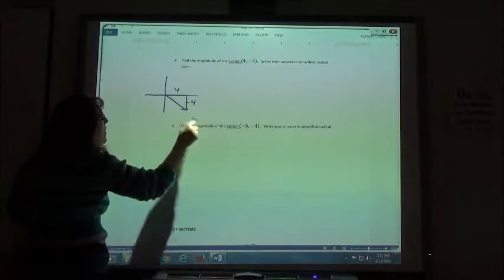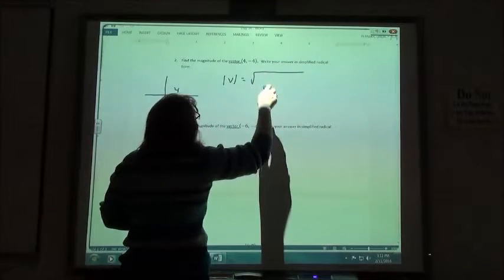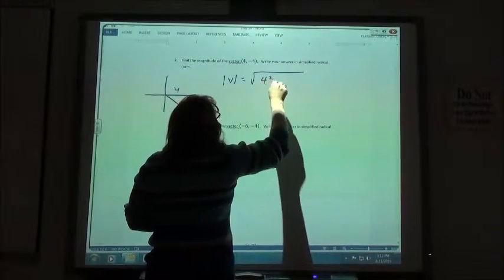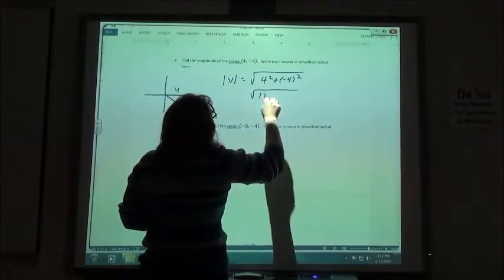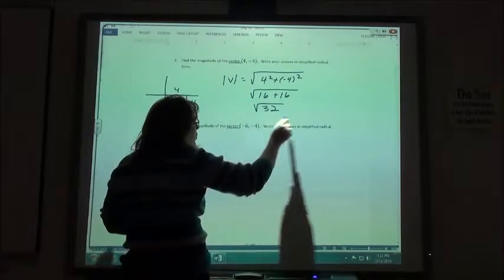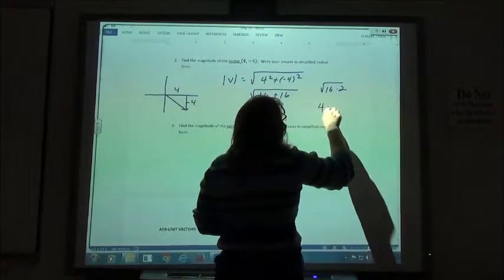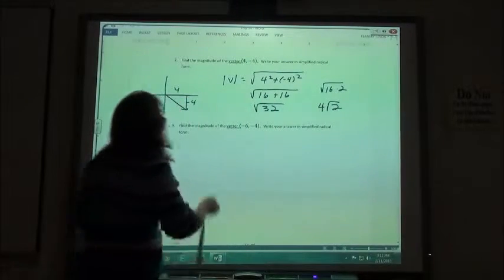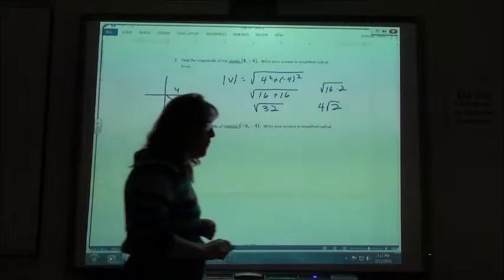But again, we're finding the magnitude of our vector, and so we're just going to do the square root of a squared plus b squared. So I would have 16 plus 16, which gives me 32. 32, we would say, is the square root of 16 times 2. So 4 square root of 2 would be the magnitude or the size of your vector. 4 square root of 2.